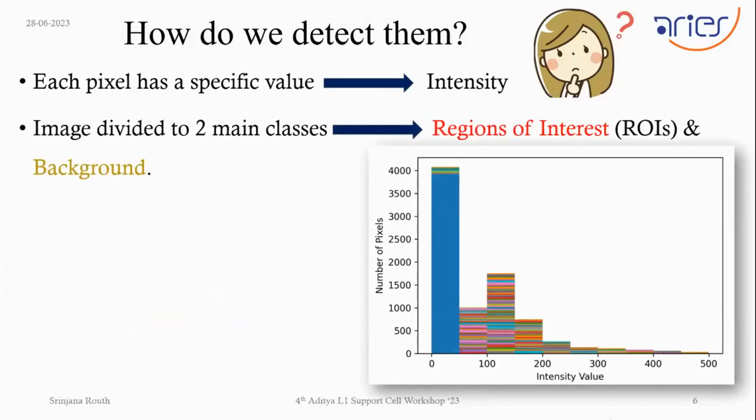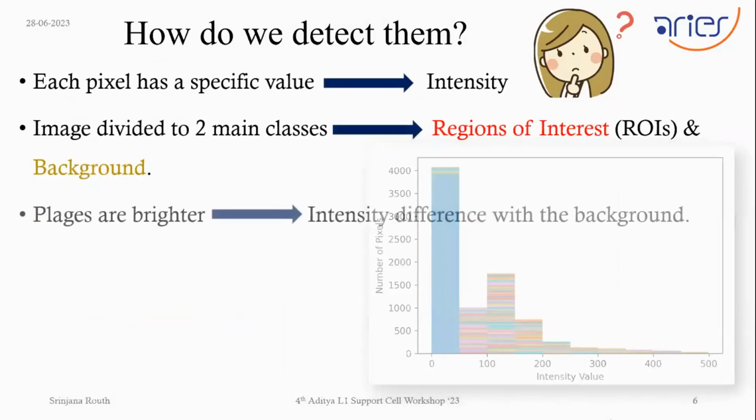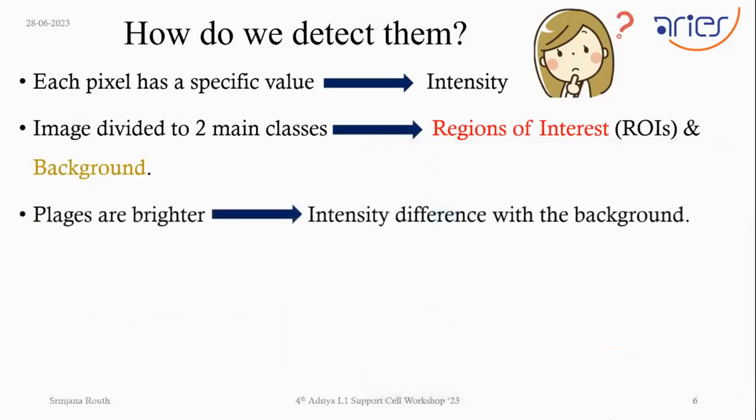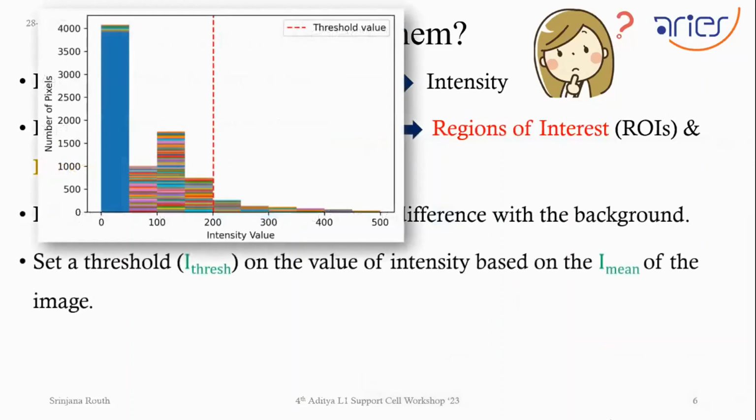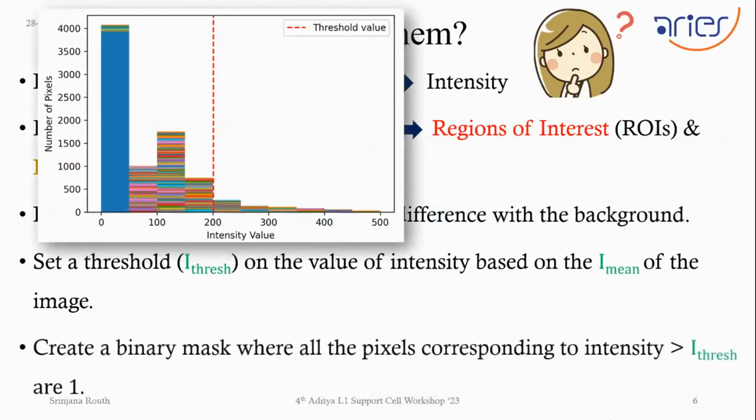Once we have these 2 main classes, let us remember that plages are brighter. So there is a significant intensity difference between the plages and the background, and we will utilize this fact. We will set an intensity threshold on the image, which is based on the mean intensity value of the entire image. Since the plages are significantly brighter, they will obviously lie on the higher side, so all the pixels belonging to the plages we will demarcate as 1, and all other pixels as 0.